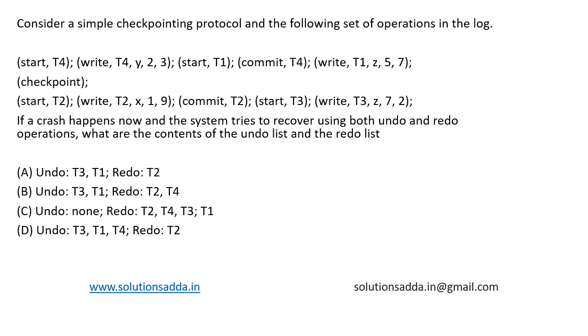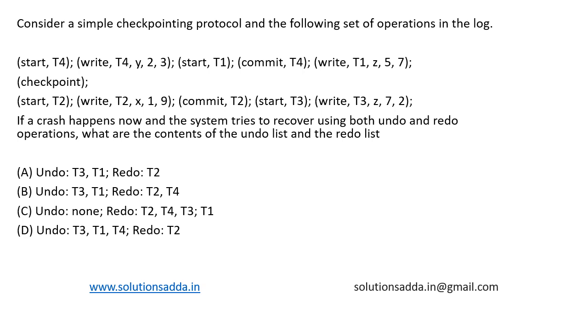If a crash happens now and the system tries to recover using both redo and undo operations, what are the contents of the undo and the redo list? So first of all, what is checkpointing? It is a mechanism where all the previous logs are removed from the system and stored permanently in the storage disk. Checkpoint declares a point before which the DBMS was consistent and all the transactions were committed.